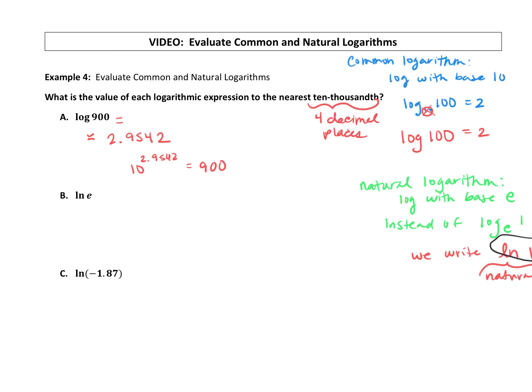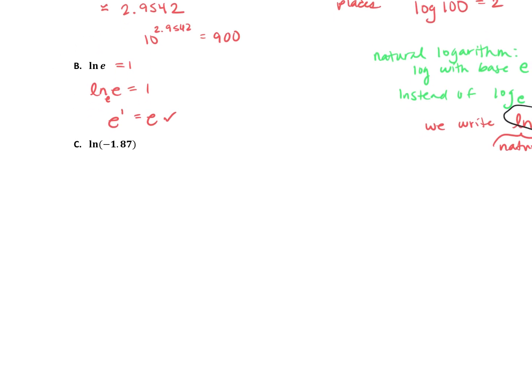Okay, ln e, that's natural log of e. You have a natural log button on your calculator. If you type in natural log of e, it gives you back a 1. That makes sense because the base of a natural log is e. There's a little e right here that they're not going to write in for you. So e to the first power equals e. Oh yeah, that checks out. So the natural log of e is equal to 1, and the calculator will give you that.